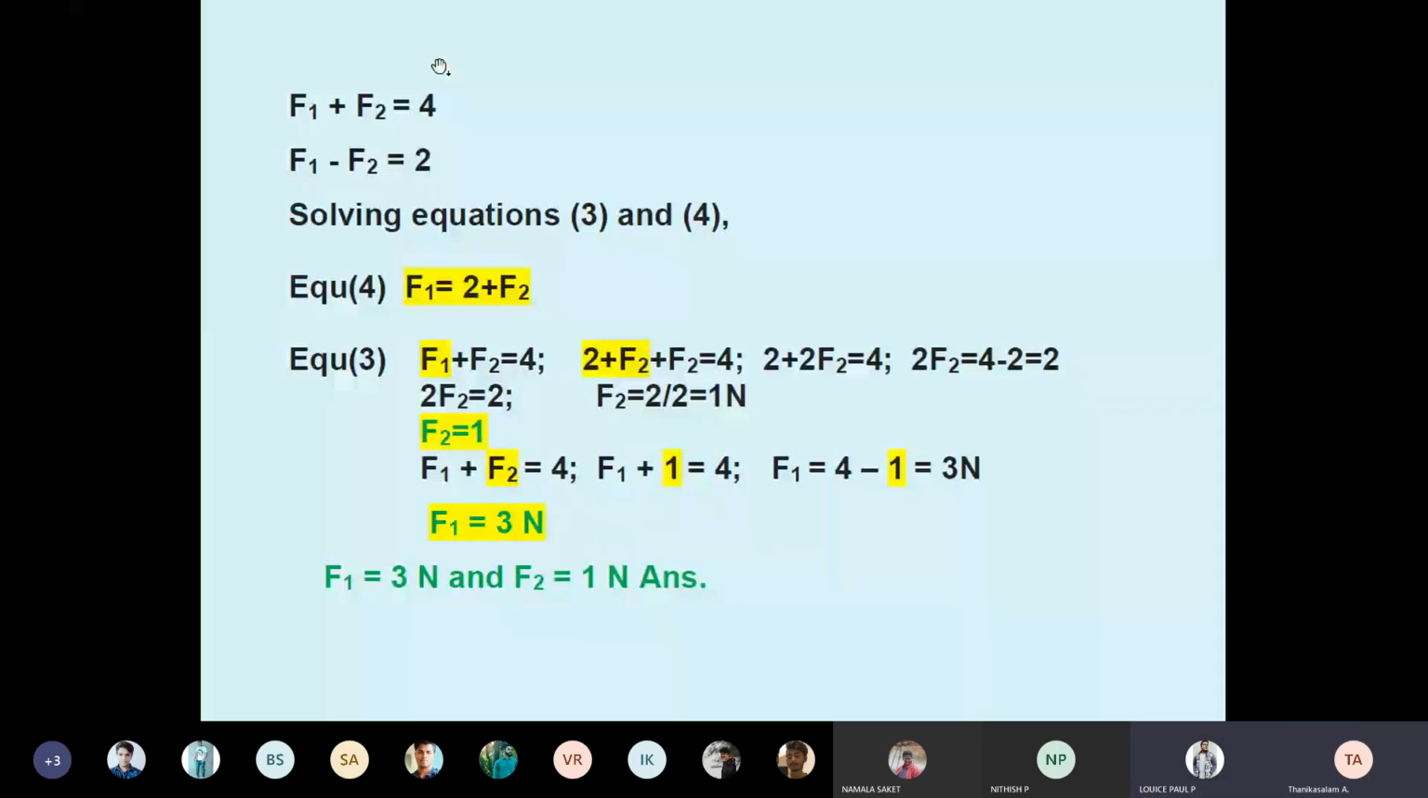I apply this again in the third equation. Therefore f1 plus f2 equal to 4. Therefore f1 plus 1 equal to 4. So finally, f1 equal to 3.